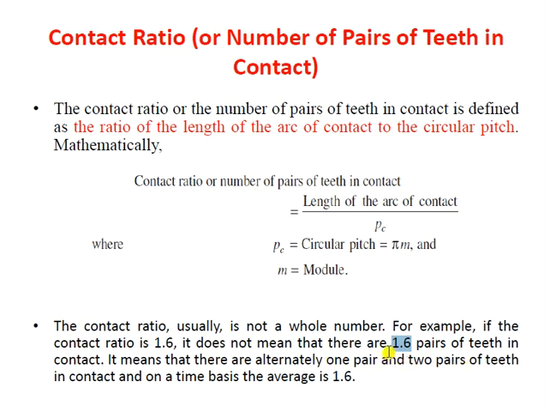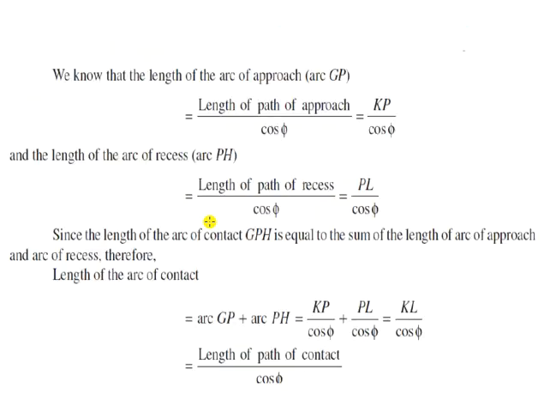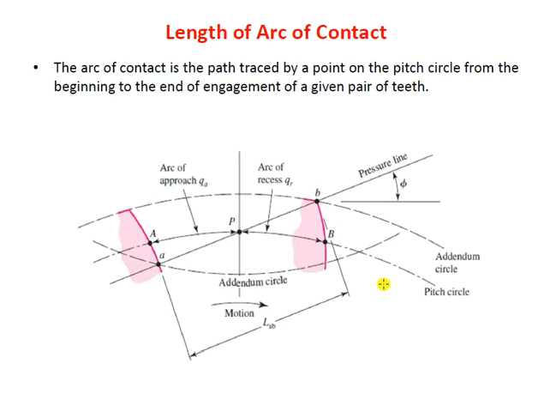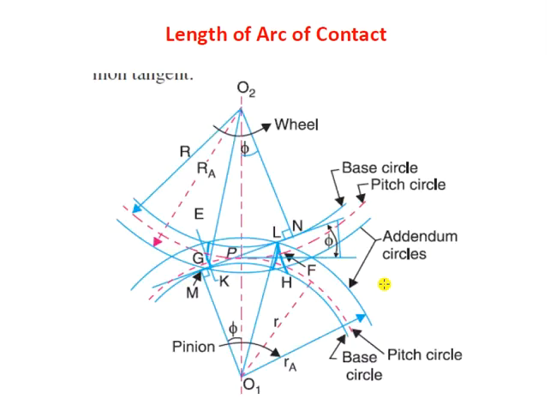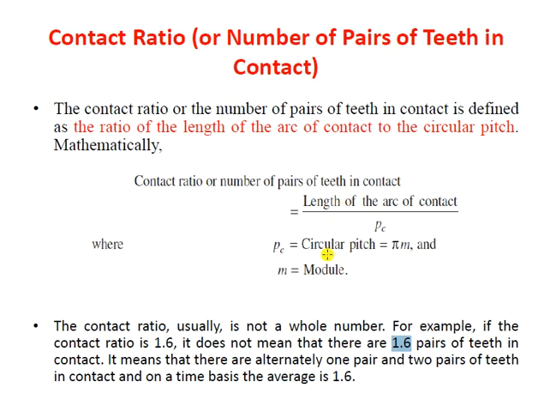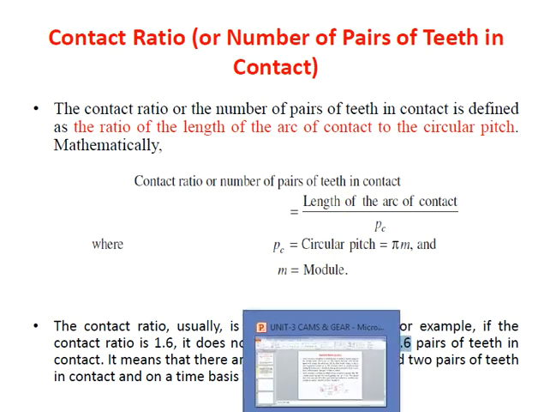So I explained here what contact ratio is and what length of arc of contact is. First, length of path of contact. From length of path of contact we can get length of arc of contact, and from length of arc of contact we can get contact ratio. So with this the lecture completes, and after this I will explain one theoretical problem.